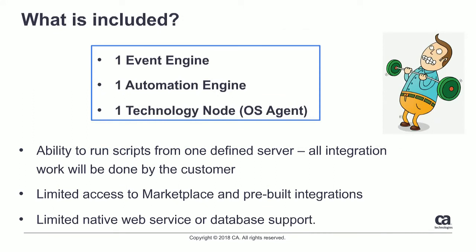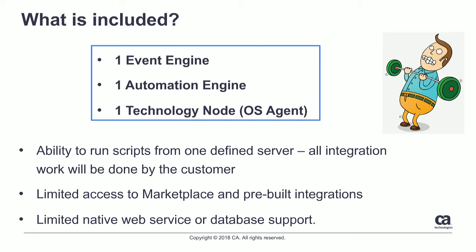Okay, so what's included in your upgrade? With SP7, we're going to give you one event engine. Again, this is a like-for-like replacement for the NISM event management solution. We're going to give you one automation engine, so you can create the rules and process events. And we're going to give you one technology node, and think of a technology node as an agent. Right? You've got to put that agent somewhere where you're going to run these scripts to perform the actions that you want to perform. So this gives you, again, a like-for-like replacement for the event management.